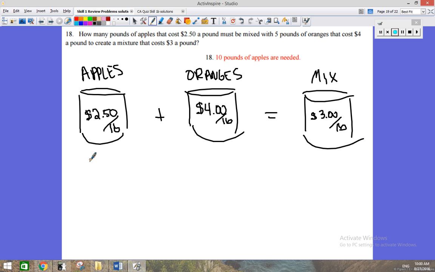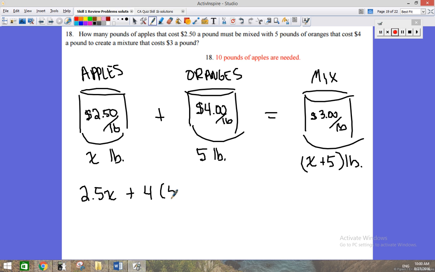We have how many pounds of apples? That's going to be my variable X. Must be mixed with 5 pounds of oranges to create this mixture. So if we add X pounds to 5 pounds, we have X plus 5 pounds. And don't forget, now in my equation it's the unit price times the weight. Before it was concentration times volume. I set it up in the picture the same way so that it's always multiplication. So I've got 2.5 times X, 4 times 5, 3 times X plus 5.